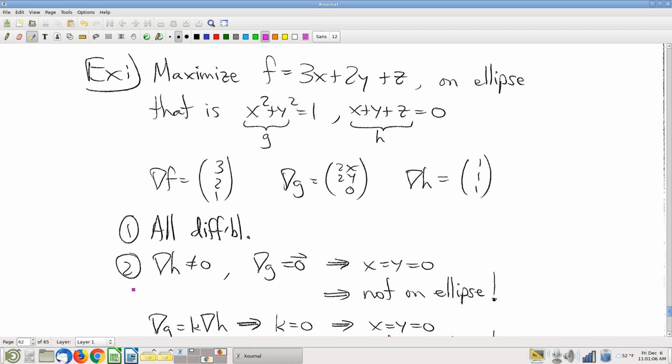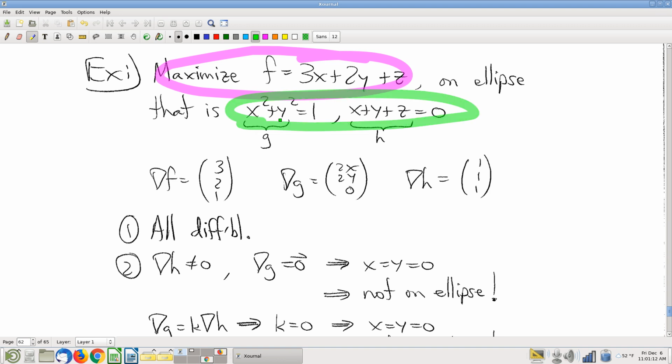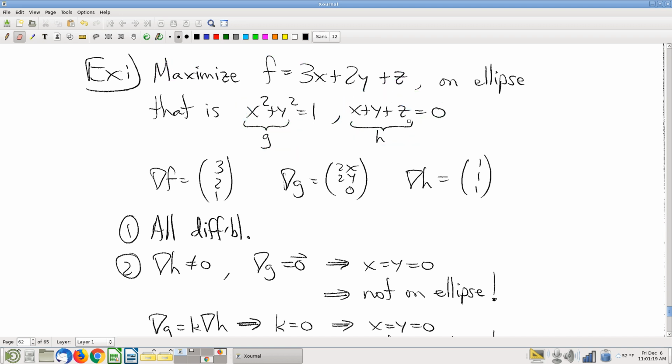So here you'll notice we're trying to maximize a certain function. We have two constraints and thus two constraint functions to worry about. And you can go through all the conditions. I want to draw your attention to checking the G degeneracy condition. Let's check for where the gradient of G is 0.